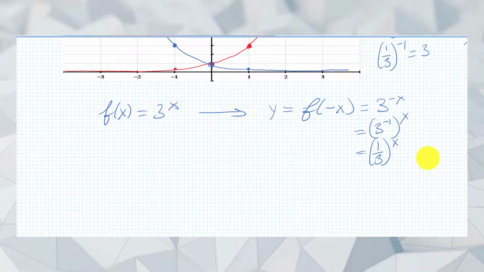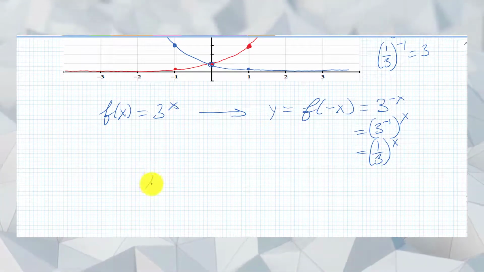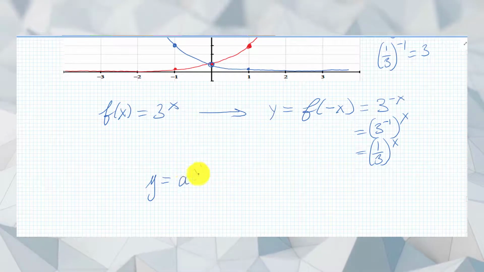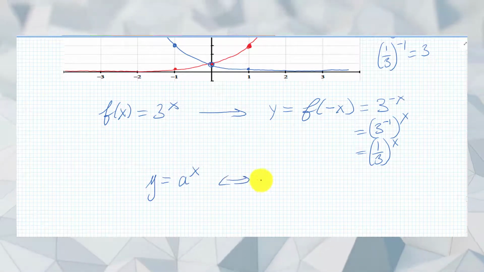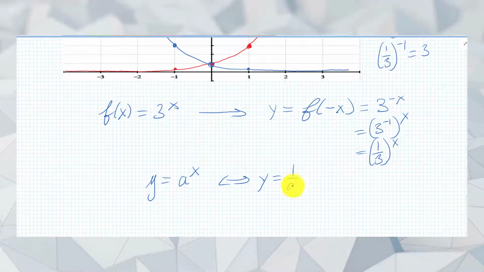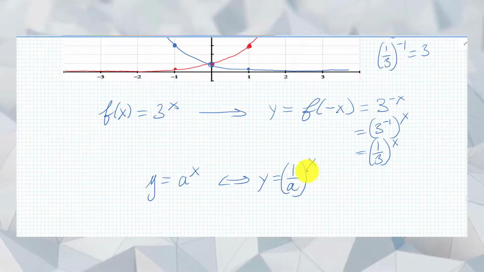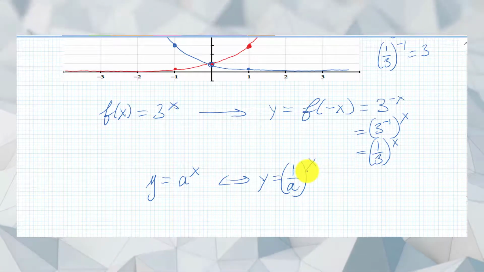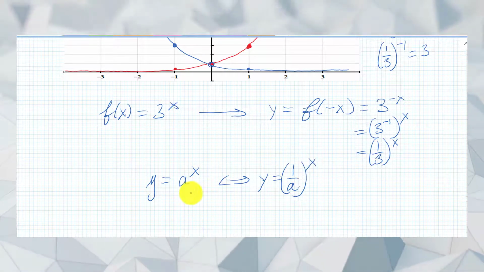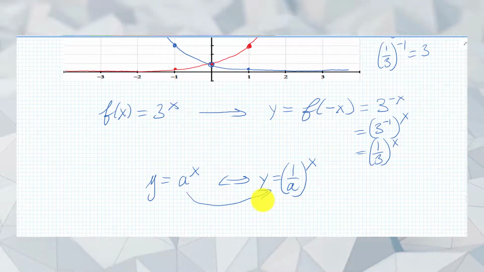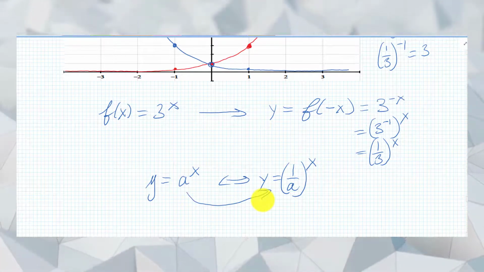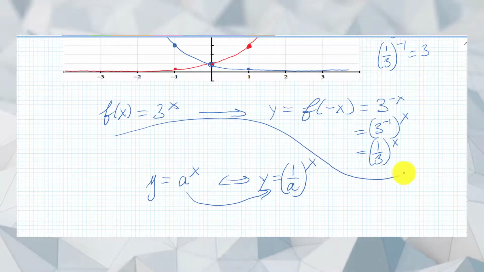So in general, the relation between a function a to the x and the function y equals 1 over a to the x is that of a reflection through the y-axis, because to go from here to here, it's the same as replacing x by -x, as we just saw right here.